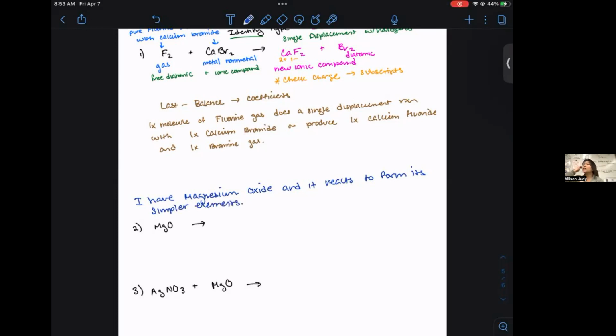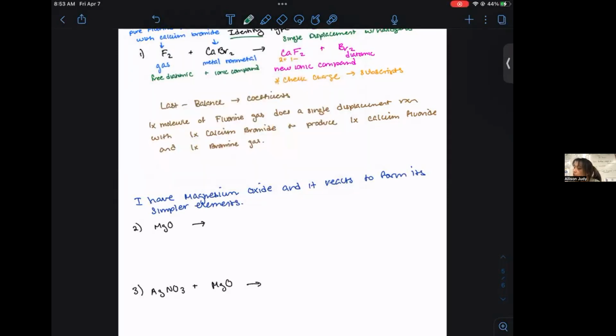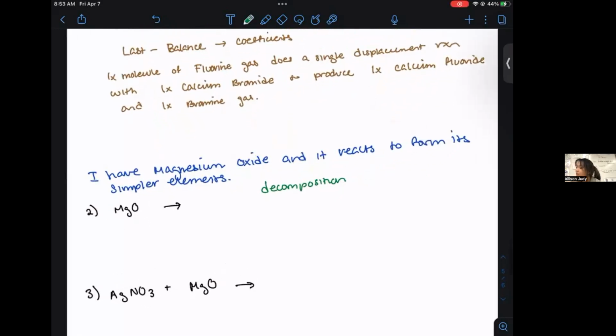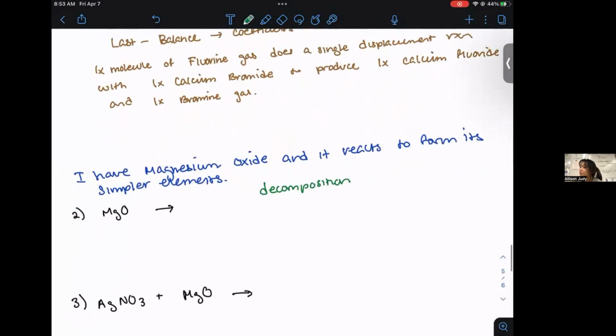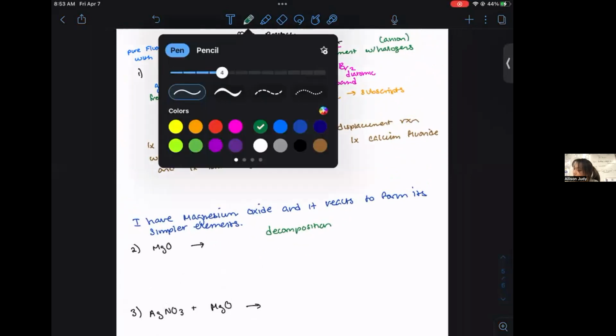So automatically, if you see a lonely single compound and then an arrow, what type of reaction is this going to be? Decomposition. Excellent, you guys. This is totally a decomposition reaction, which means, by the way, I break up into my neutral simpler compounds. So what I have here is magnesium oxide. It's going to break up into pure magnesium. And I'm going to color code this pink so you guys can see my steps.